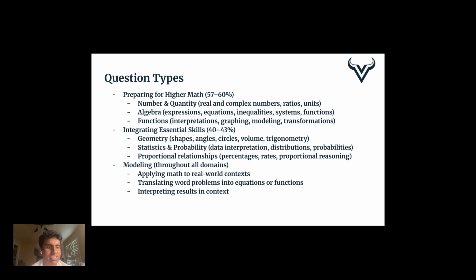Integrating essential skills basically just means putting all the skills together. So they'll ask more difficult questions in things like geometry, where you have shapes, angles, circles, volume, and trigonometry, statistics and probability with data interpretations, distributions, and probabilities. And lastly, proportional relationships like percentages, rates, and proportional reasoning. Then you also have modeling throughout the entire thing, so understanding real life models. They'll give it to you. Obviously, you don't have to model anything, but you have to understand what the equation represents and how to manipulate it.